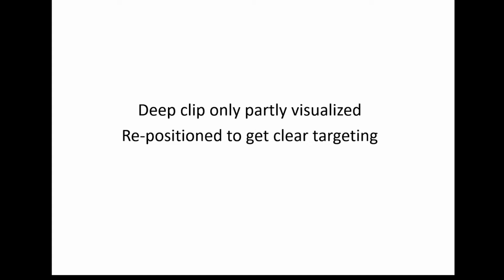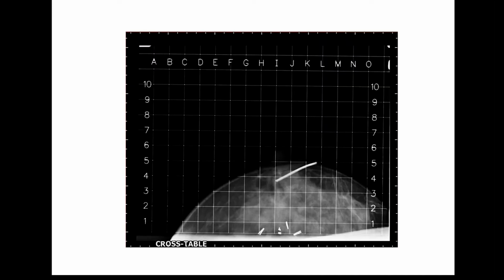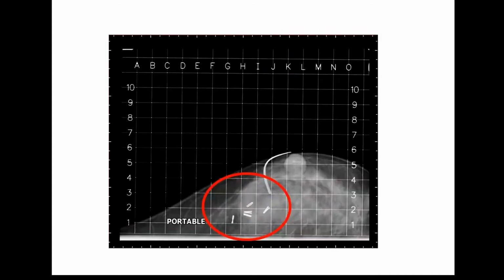Next slide. A situation with a deep clip that's only partly visualized. Next slide. Here we see a cluster of clips that's off to the edge of the targeting film. Next slide. Typically what we do in this circumstance is just slightly reorient the gantry and make another attempt at compression, and more often than not, these clips jump right into view in the target, and it's really quite easy.